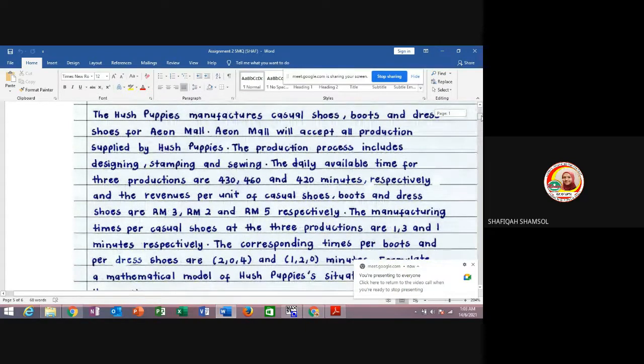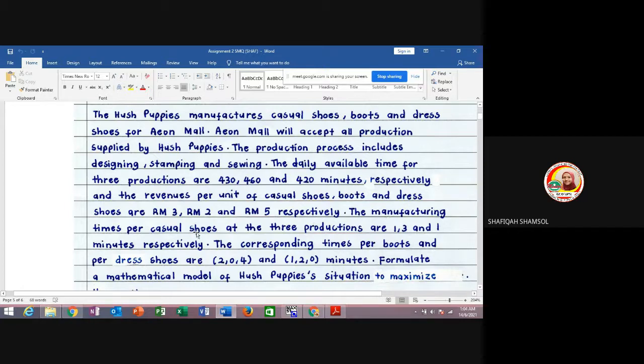The Hush Puppies manufactures casual shoes, boots and dress shoes for Aeon Mall. Aeon Mall will accept all production supplied by Hush Puppies. The production process includes designing, stamping and sewing. The daily available time for the 3 productions are 430, 460 and 420 minutes respectively, and the revenues per unit of casual shoes, boots and dress shoes are 3 ringgit, 2 ringgit and 5 ringgit respectively.